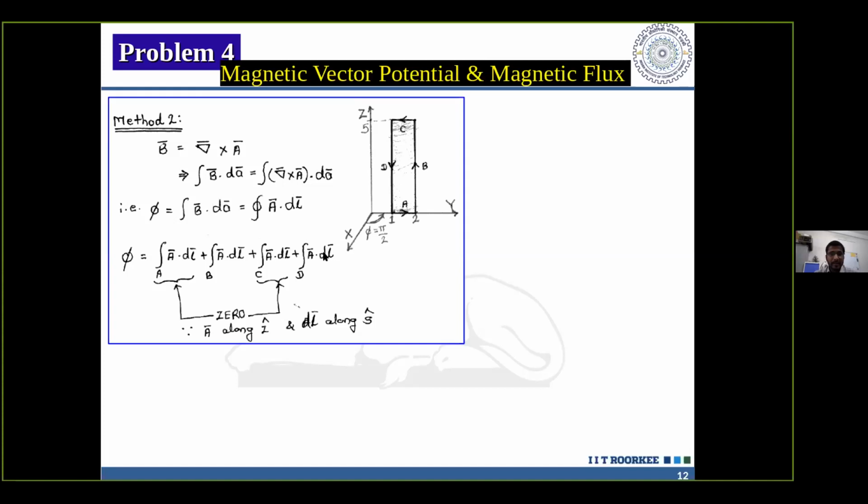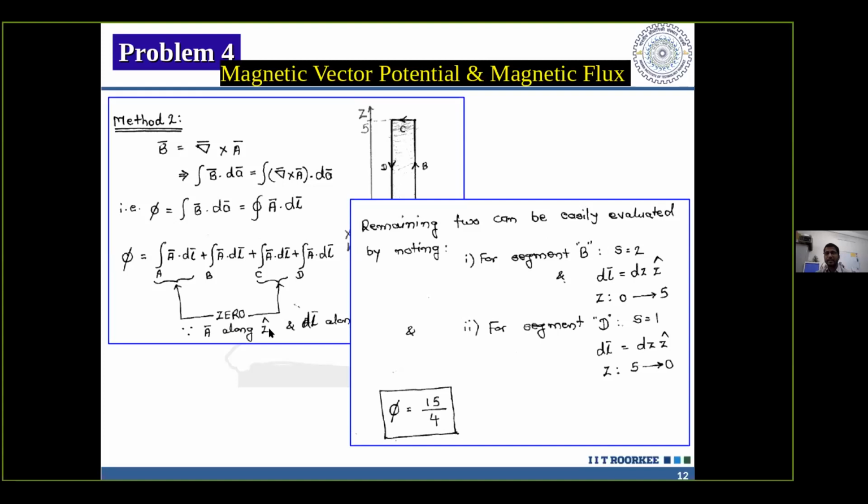The remaining two, you can very easily evaluate by noting S is equal to 2 for section B and S is equal to 1 for section D of the loop. So I'm quite sure you will be able to solve this.